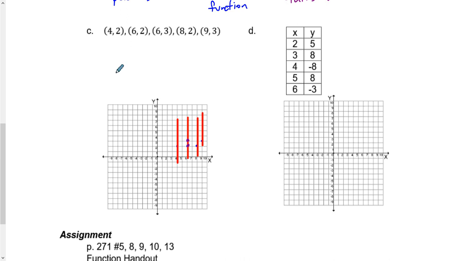So therefore, this has failed the vertical line test. So it is not a function.